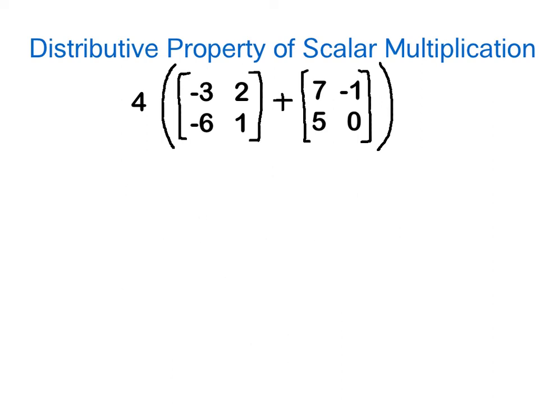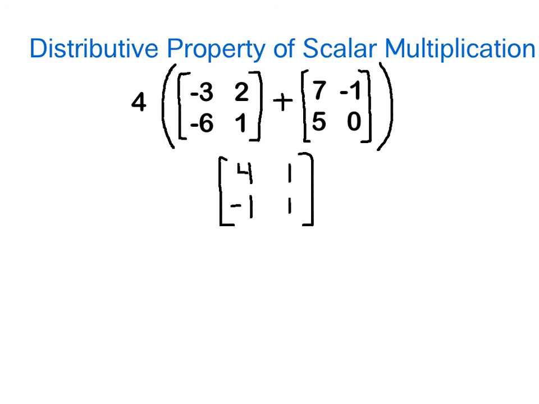And that's our answer. Now, a different way we could go about this problem is we could do our addition that's inside these parentheses first, do our matrix addition first, and then distribute our 4 to the resulting 2 by 2 matrix. So let's try that. By adding those two matrices inside the parentheses, we get -3 plus 7 is 4, 2 plus -1 is 1, -6 plus 5 is -1, and 1 plus 0 is 1.